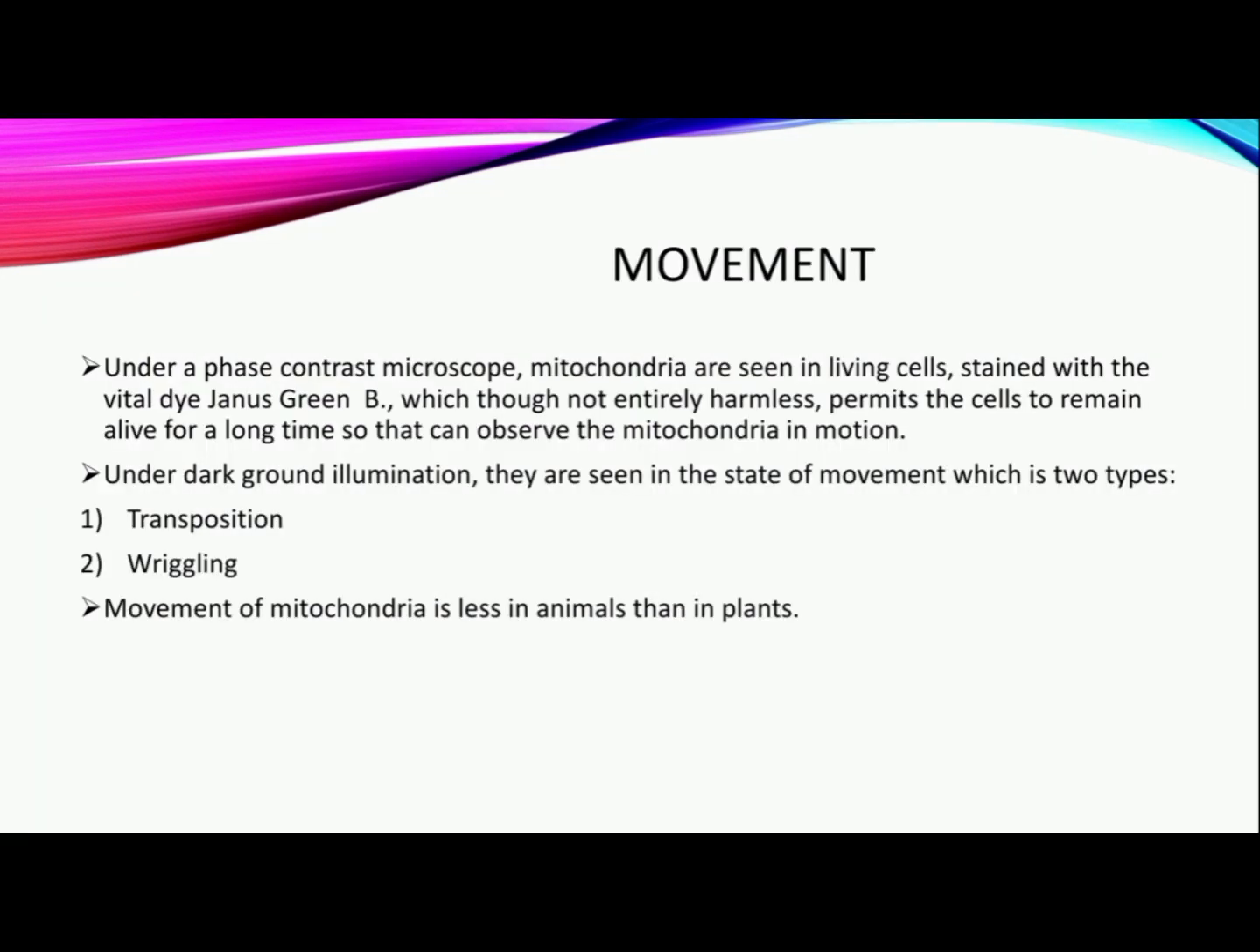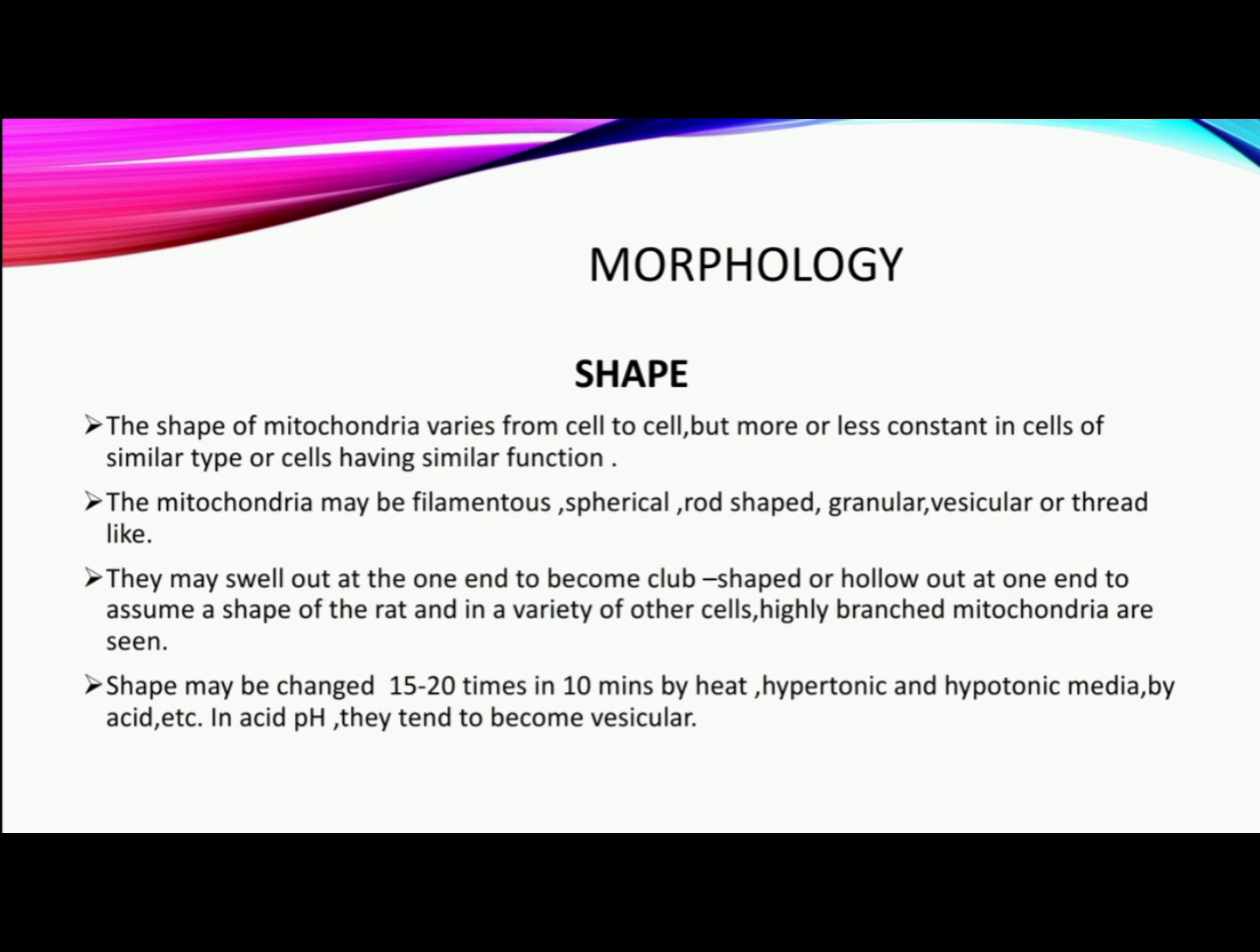Movement. Under a phase contrast microscope, mitochondria are seen in living cells stained with the vital dye Janus green B, which, though not entirely harmless, permits the cell to remain alive for a long time so that we can observe the mitochondria in motion. Under dark ground illumination, they are seen in a state of movement, which is of two types: transposition and wriggling. Movement of mitochondria is less in animals than in plants.